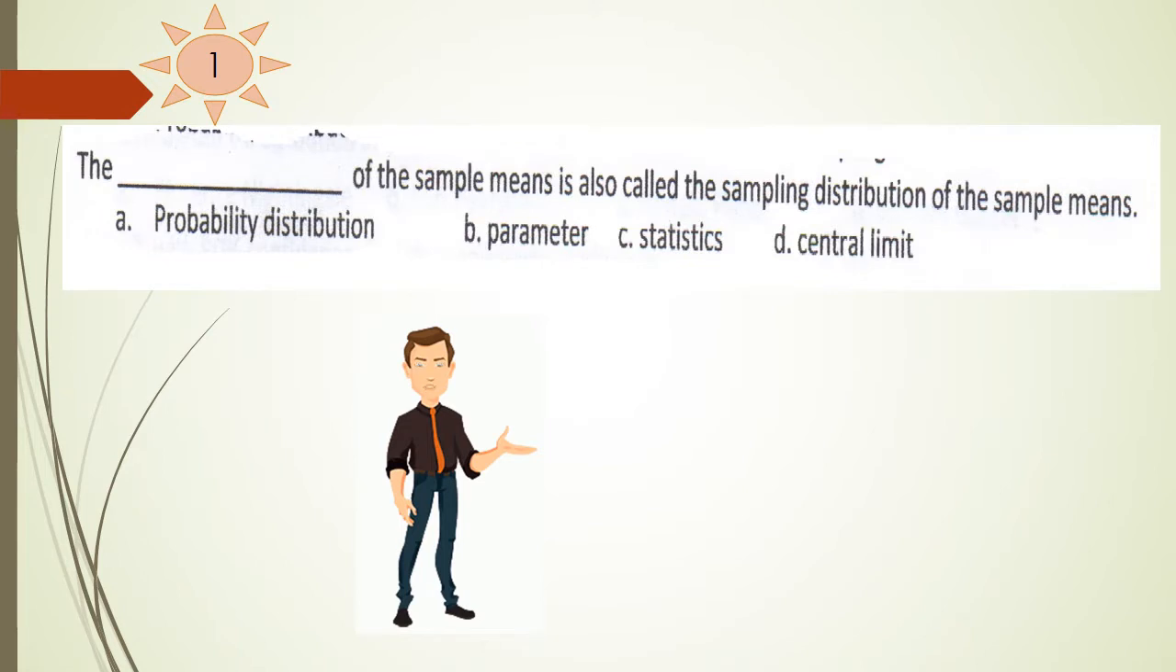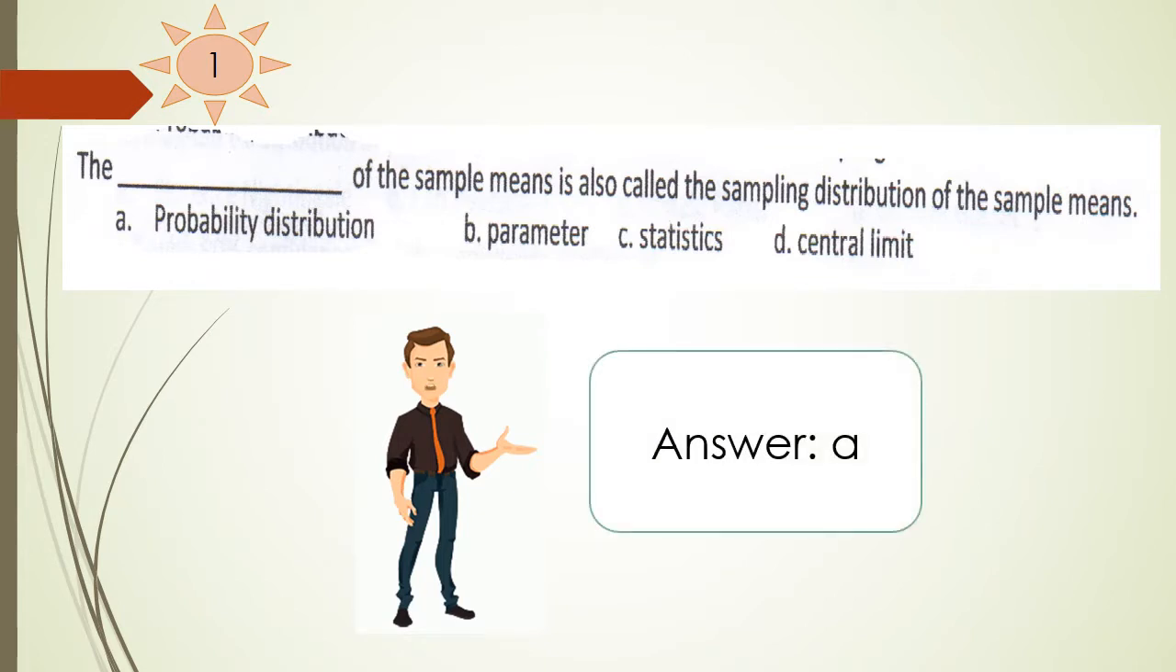Number 1. The blank of the sample means is also called the sampling distribution of the sample means. A. Probability distribution, B. Parameter, C. Statistics, or letter D. Central limit. And the answer is letter A, the probability distribution.